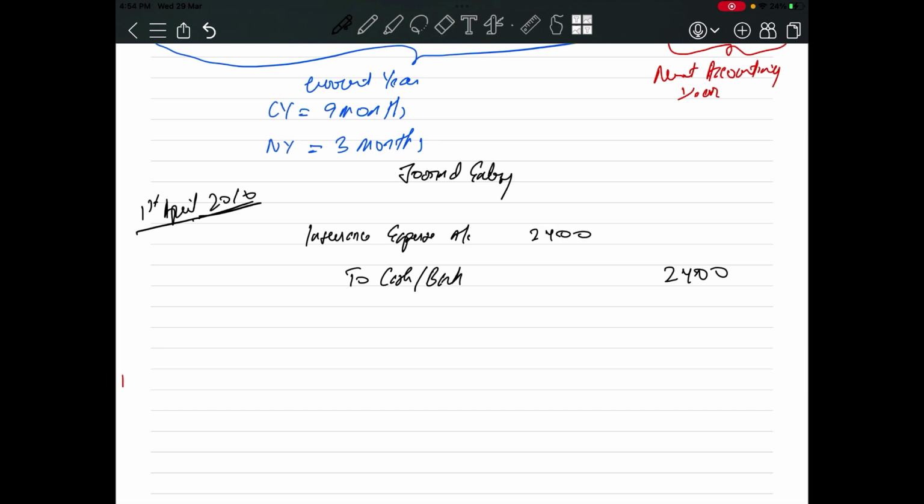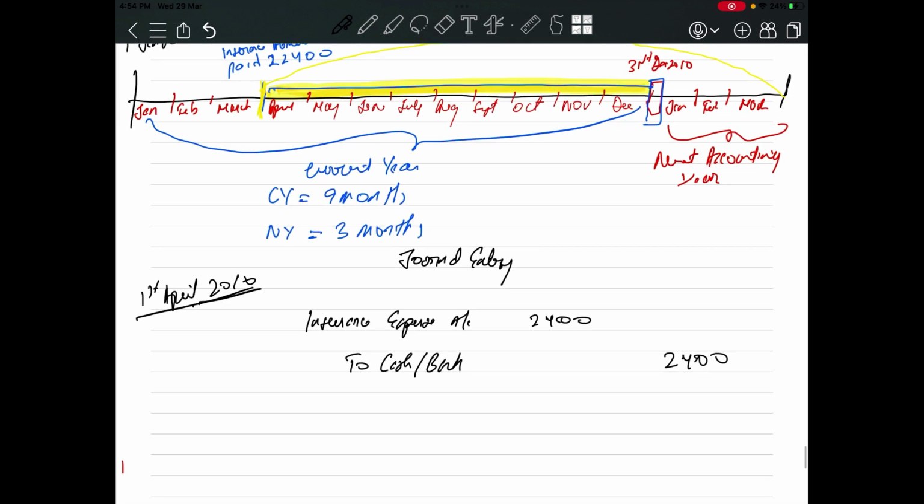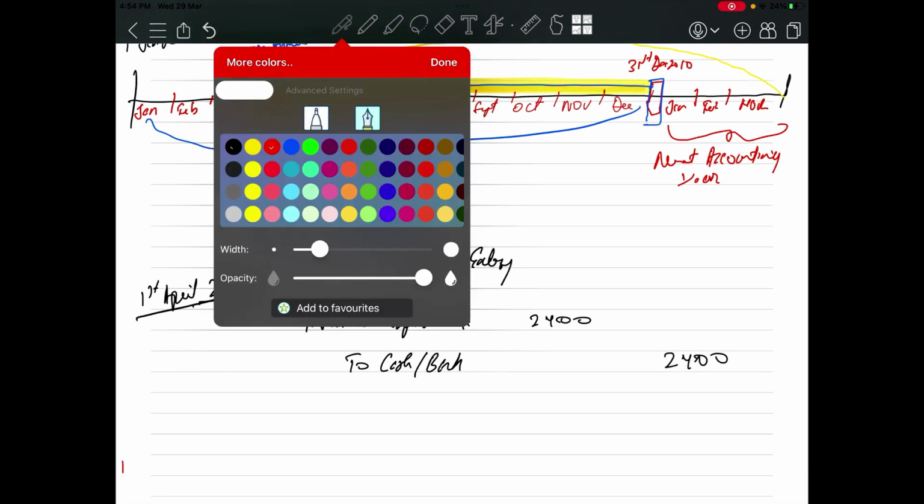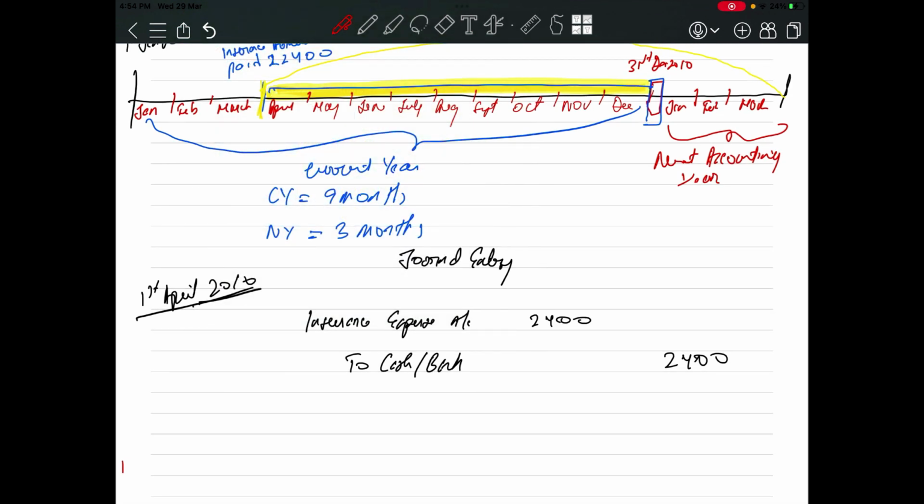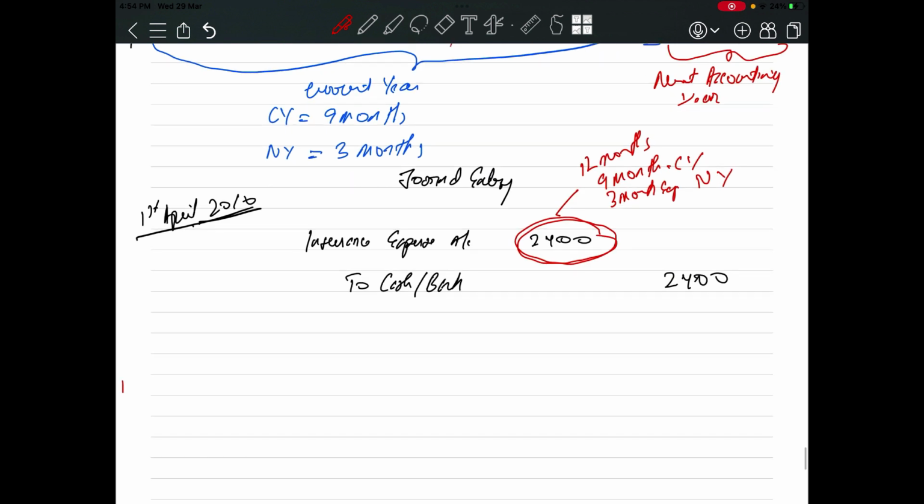Now just give me a logical answer. Logically, don't you think this 2,400 is for 12 months? Out of this, only 9 months expense belongs to the current year. So 3 months expense will be for next year. What will be the amount?